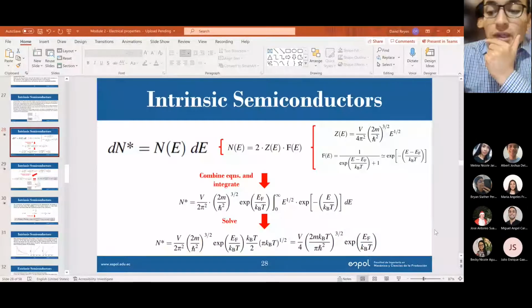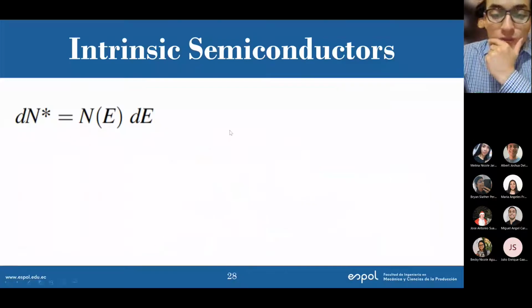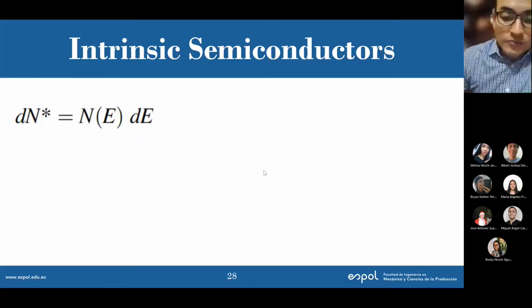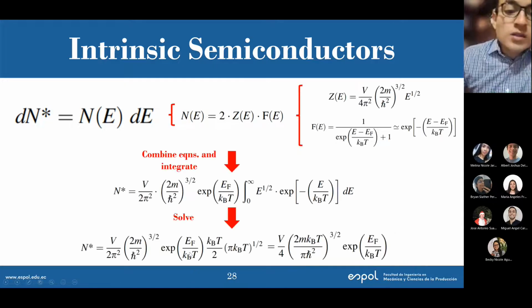So this is where we left off last week. Oh, sorry, actually on Monday. So we basically combine the equations, we integrate, we solve, and then we get this final expression for the number of electrons, right?